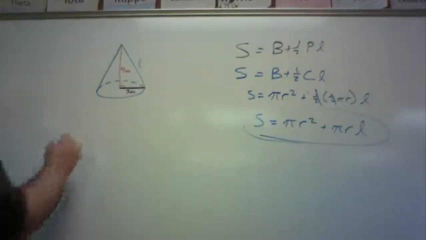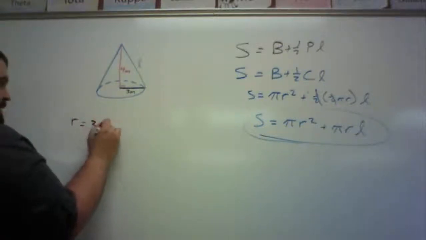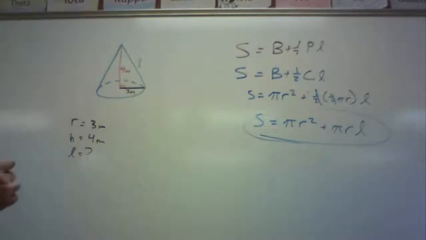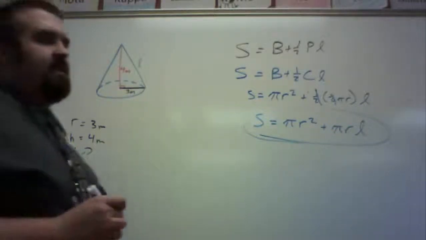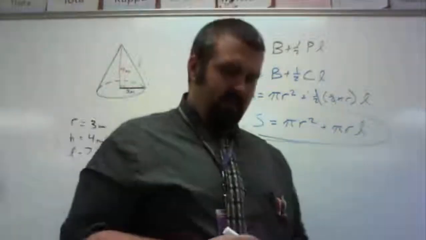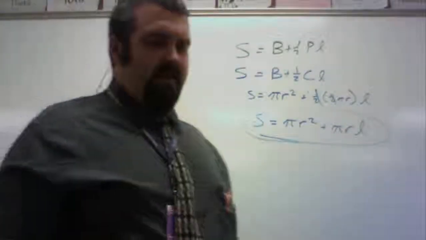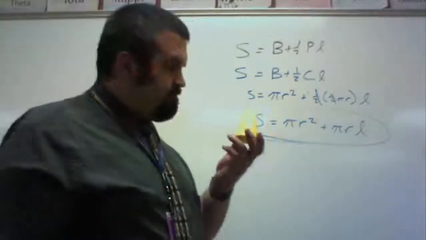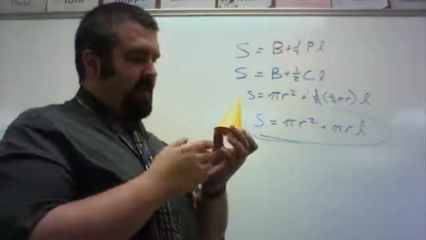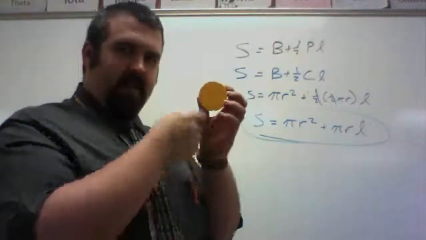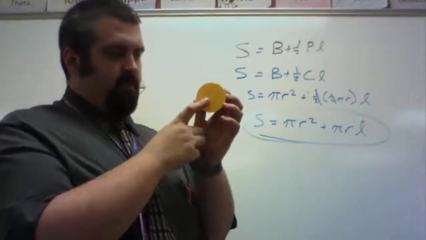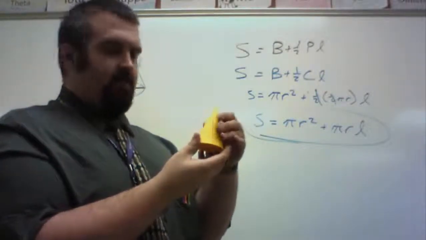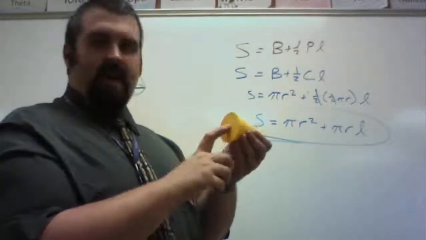So, right away, they tell me R equals 3 meters, H equals 4 meters, and I don't know L. Now, before I go and find it, they asked me a different question. They didn't just ask for the surface area, they asked for the lateral area. So let's think about this. If I'm looking for the lateral area, I want all the area except for the base. So to find the area of this top portion, I don't add the base.